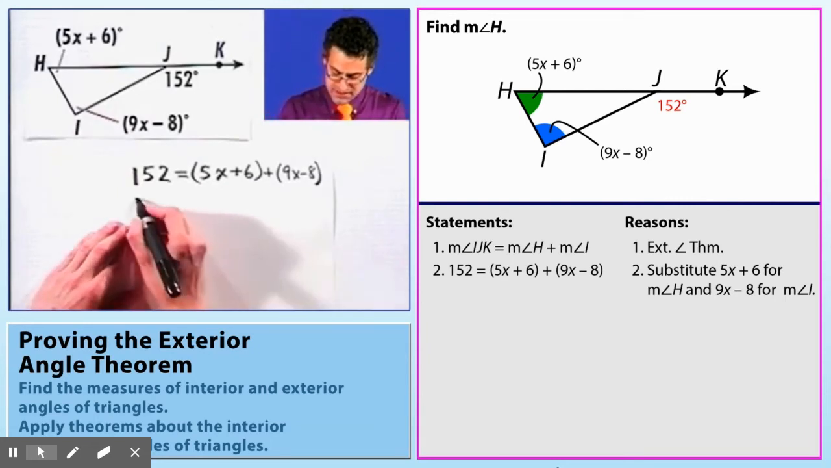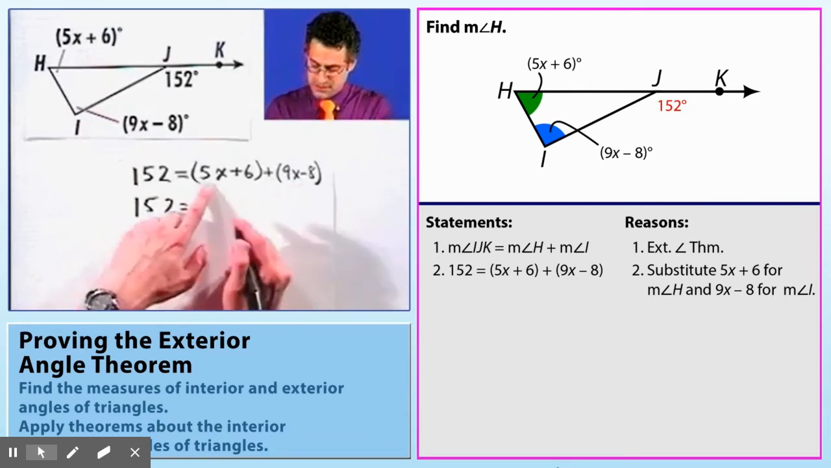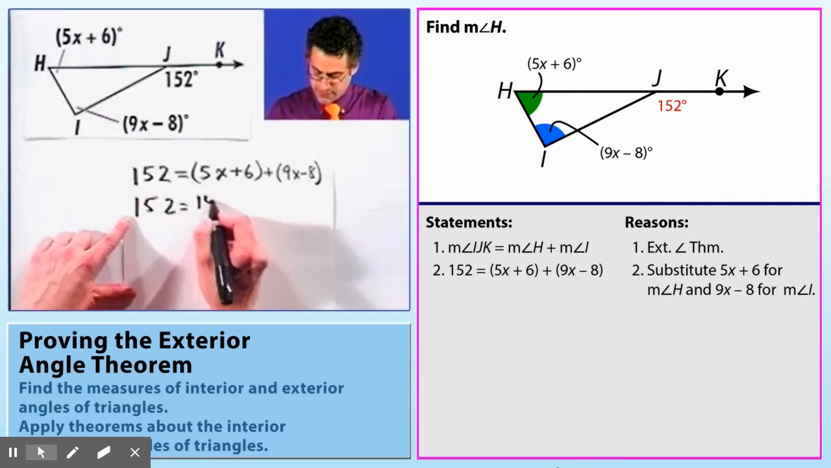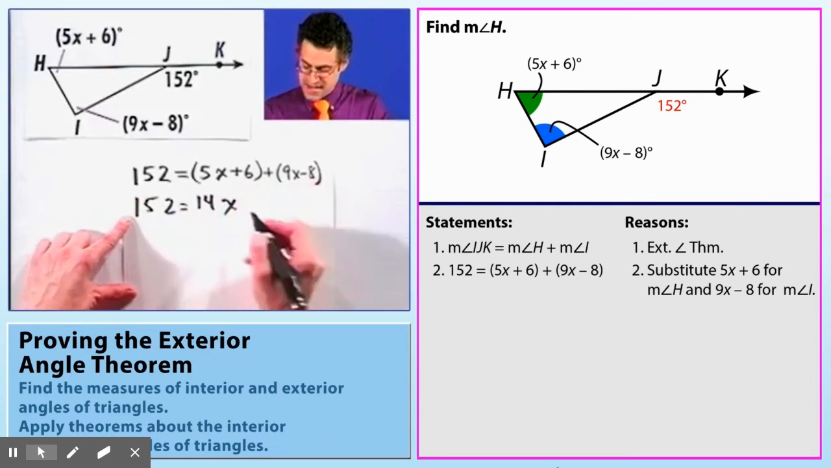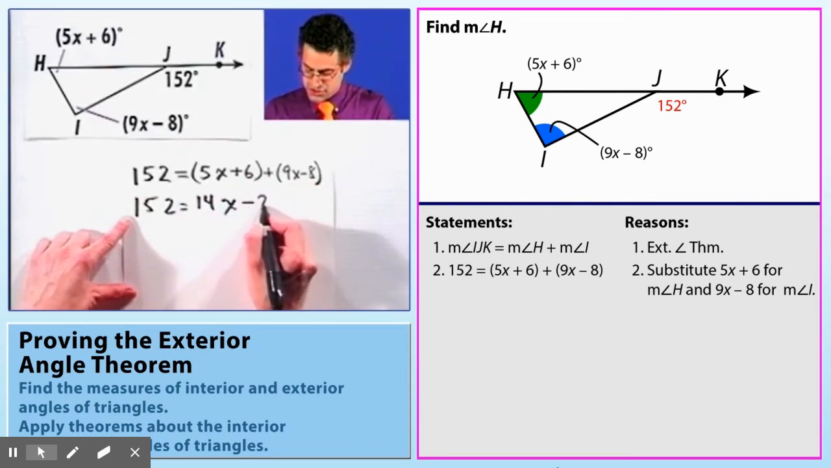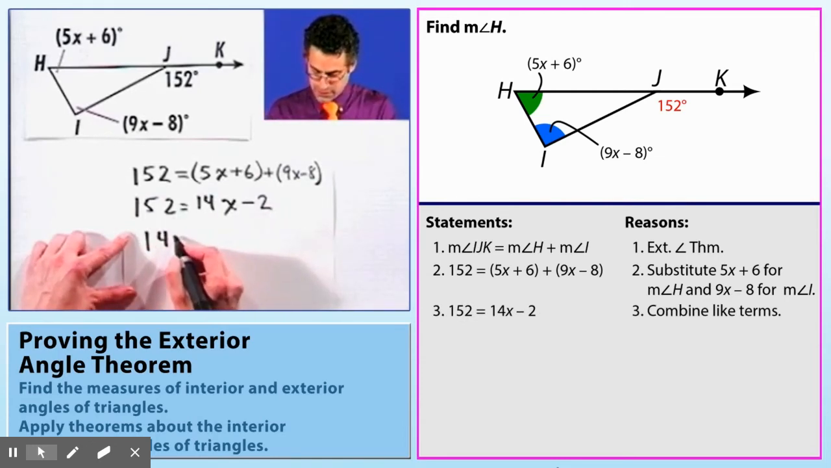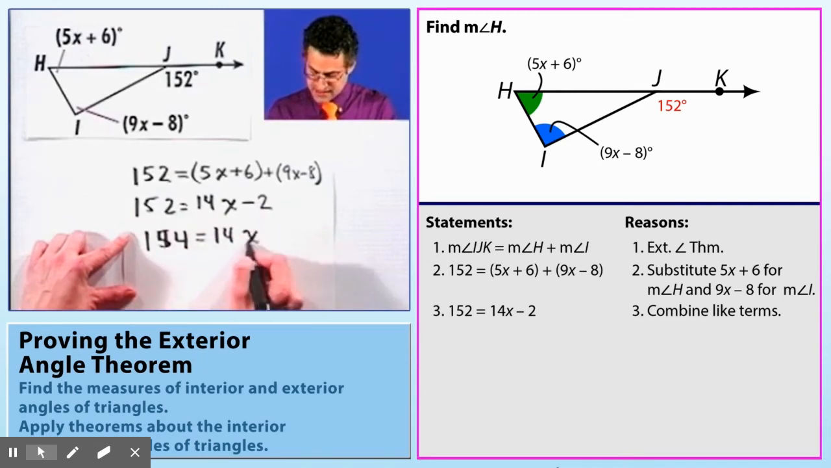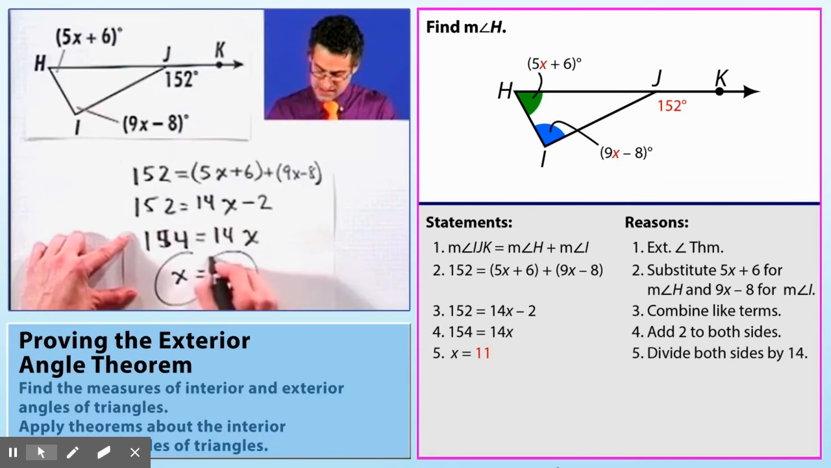Well, what do we see here? We see 152 equals, and when I add these things up, like terms, 5x plus 9x, I get 14x, and I have 6 minus 8 is negative 2. I now bring the 2 over. I have 154. 154 equals 14x. If I divide by 14, I see that x equals 11. So I see that the answer is x equals 11.